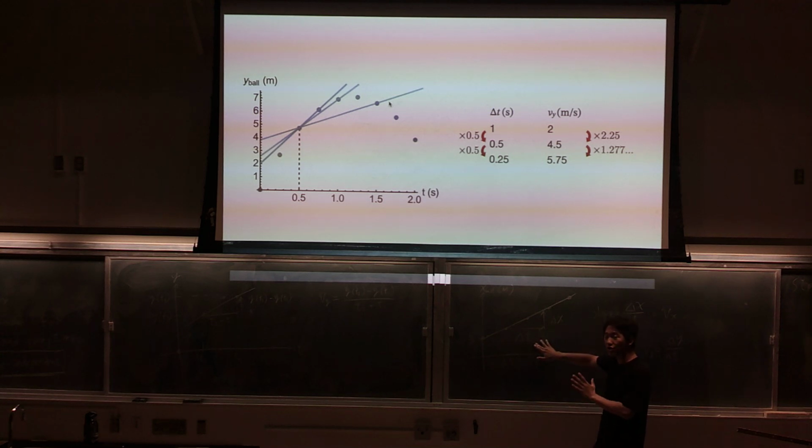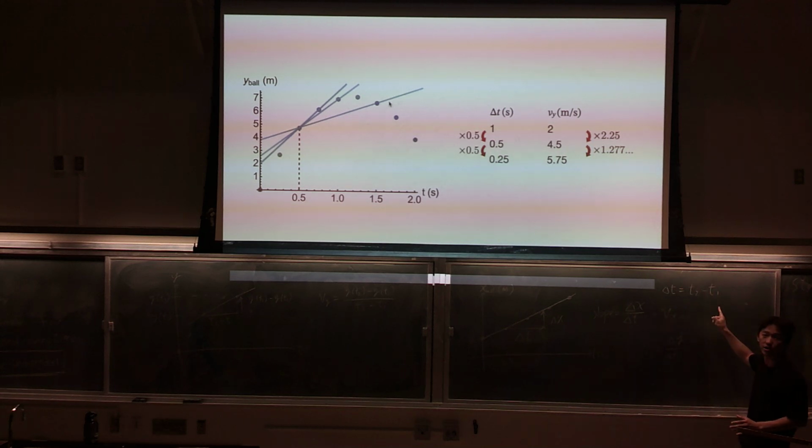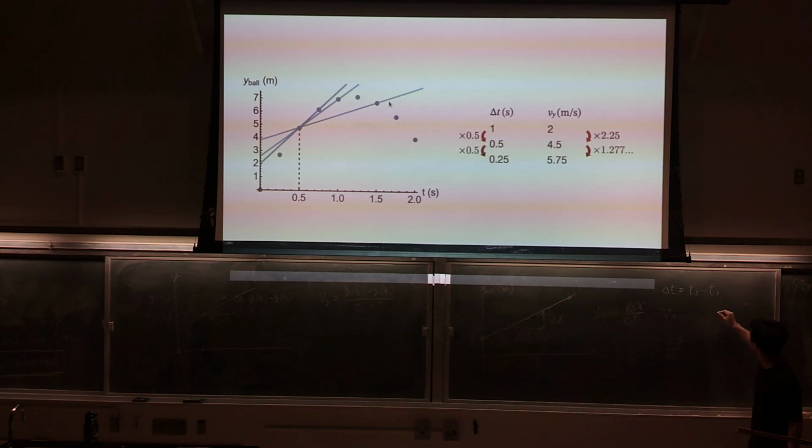The richest definition of delta t is the difference between the two times. So it is t2 minus t1, which is exactly what we have in the denominator here. And delta y will be y at t2 minus y at t1. This is the better way to write it.